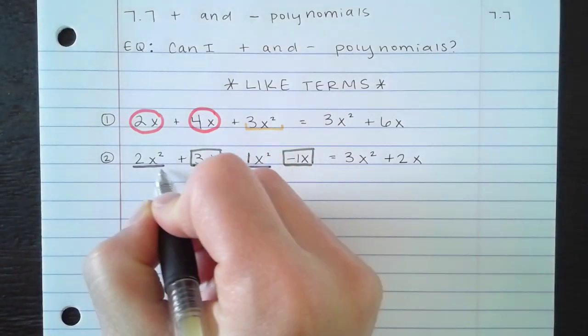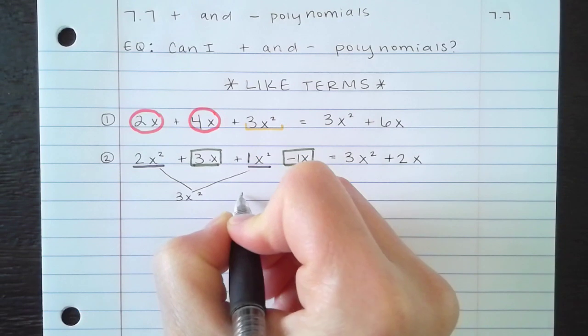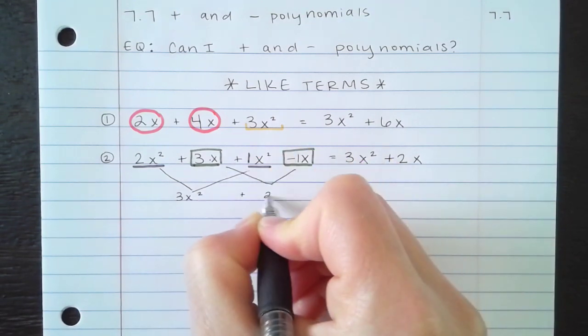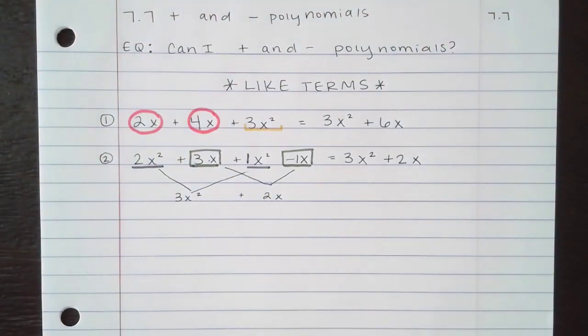I've also seen teachers teach it like this, where they combine it down below. And I don't hate that. I think that's another good way of doing it. So if you want to combine it down below by using some arrows, you can too.